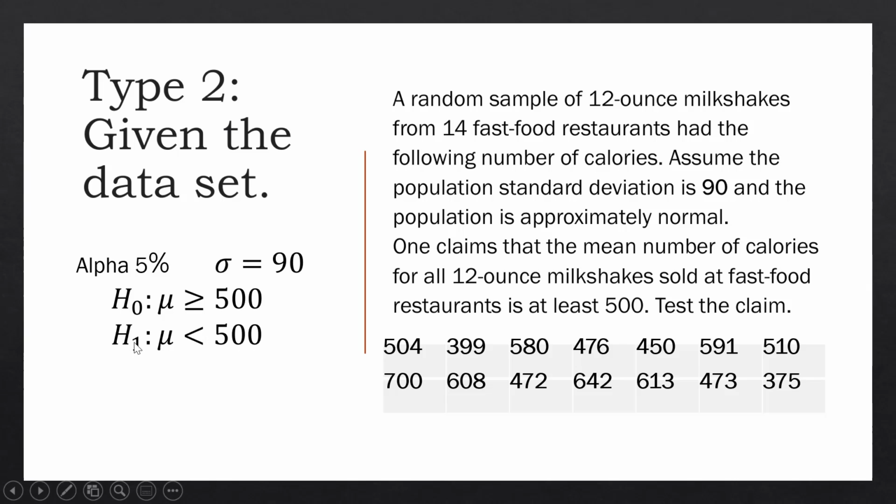And look at the alternate hypothesis. Mu is less than 500. That means we test on the left side of the number 500. So this is a left tail test. Alright, so we are going to use the z-test function on the calculator. Now let's take a look at my calculator.